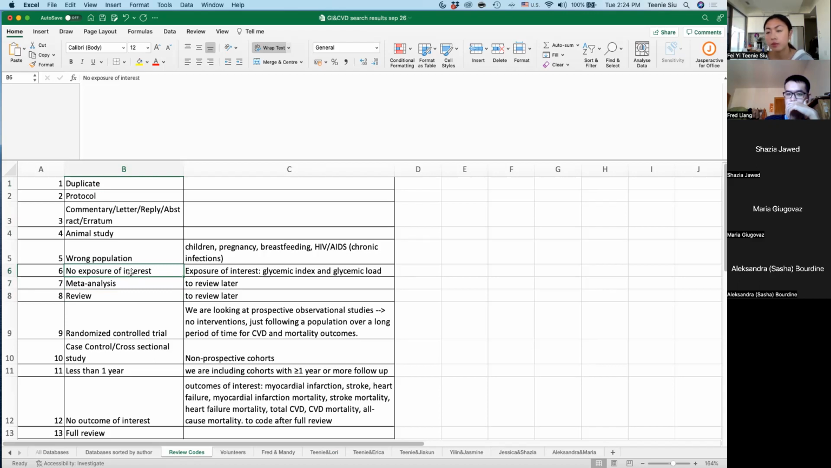Okay. But in most of the cases, I have seen that RCTs are totally related to glycemic index and load, and the effects on the glycemia they have studied in that RCT. So in that case, I can go for RCT? If it doesn't talk about glycemic index or glycemic load, if it's just hyperglycemia or glycemia, that's also not glycemic index or load. So you still write no exposure of interest. Okay, that's clear now. Thank you very much. No problem.